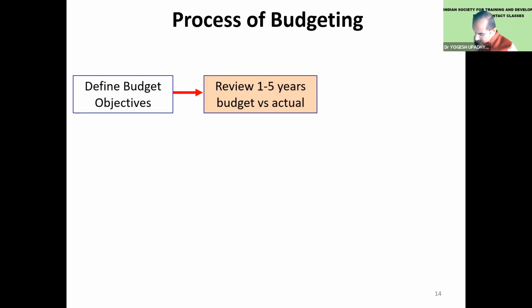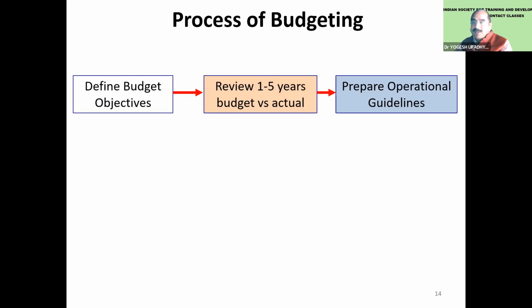Normally we were asking for more money and we were not able to spend that money. It happens sometimes, so we have to review the budget: how much money we have demanded and how much we have spent, and on how many occasions we have exceeded the budget provisions and why, what was the reason. We do analysis of that, then prepare the organizational guideline.